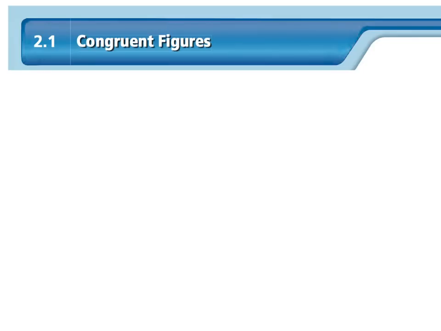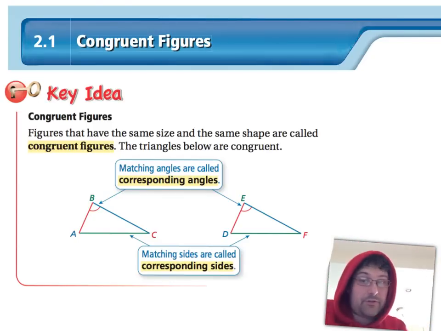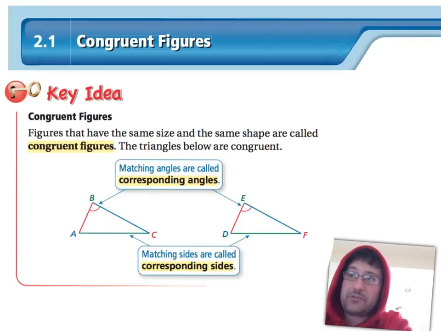All right, 6th graders, we are on section 2.1 in the 8th grade book, and we're going to start talking about geometry, more specifically congruent figures and transformations. If we're looking at our key idea about congruent figures, notice that it says that figures that have the same size and shape are called congruent.